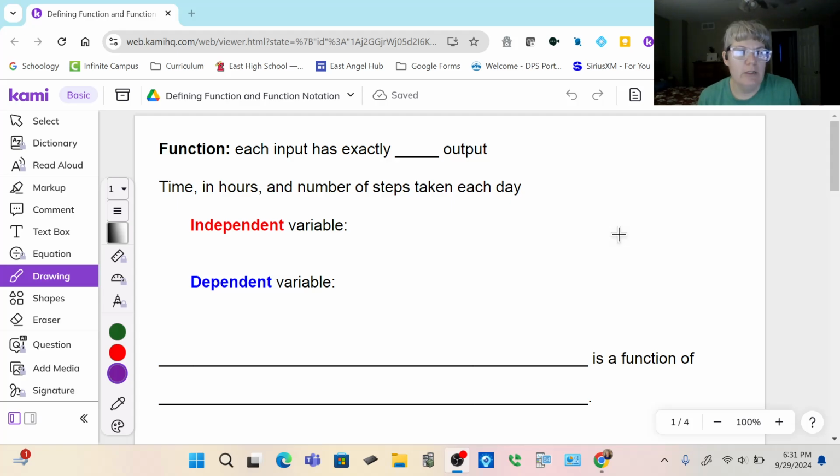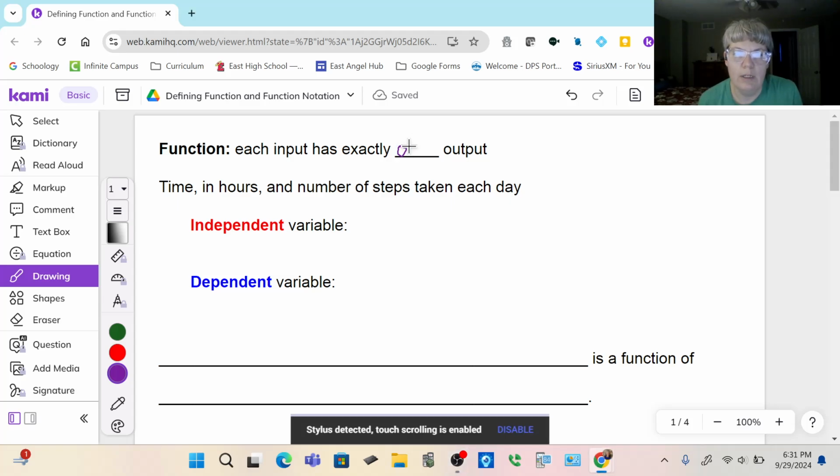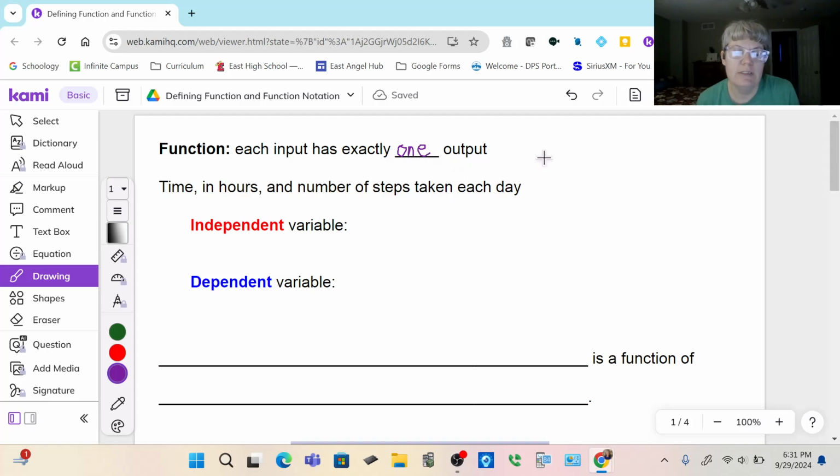So as a reminder, the definition of a function is that each input has exactly one output. So for every x value, there will be exactly one y value. X values tend to be our input values, y values tend to be our output values.